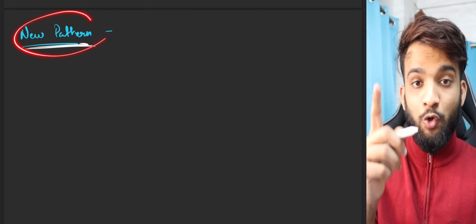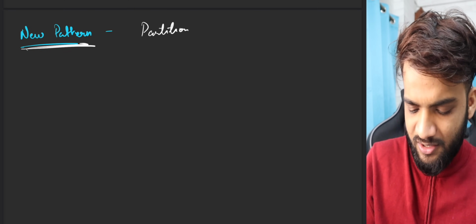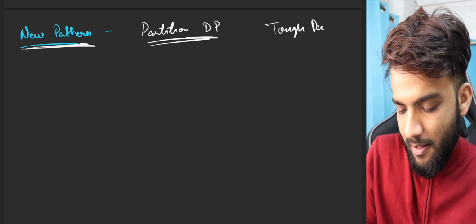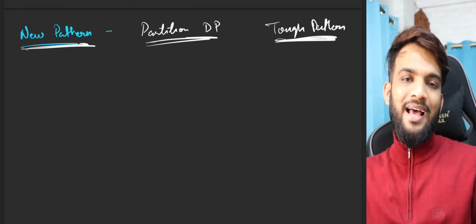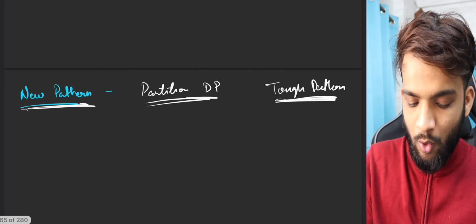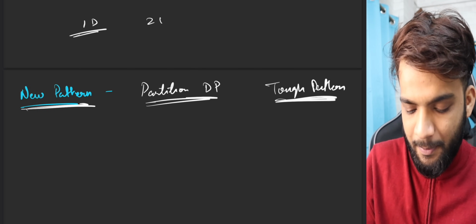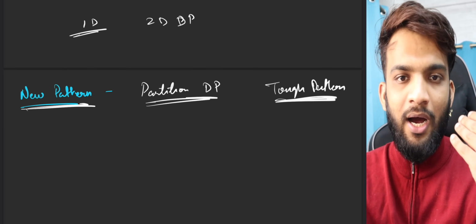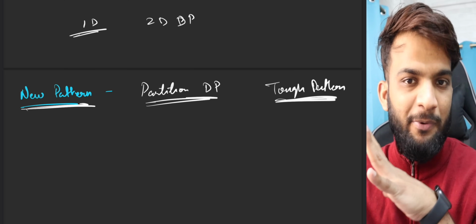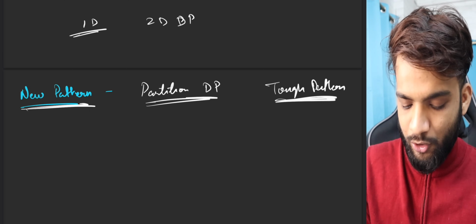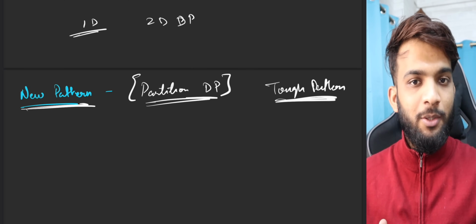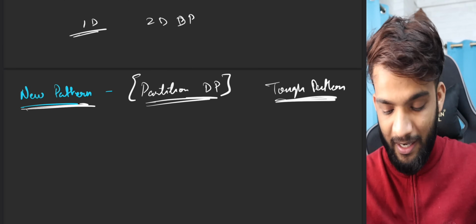We will be starting with a new pattern of DP, which is the partition DP. And this is kind of a tough pattern. It isn't as easy as the previous patterns where we have done 1D DP, 2D DP, DP on grids, DP on subsequences, and after doing all the problems on those patterns, you are pretty much comfortable. Similarly, I can guarantee you, once you have solved all the problems that I will do on partition DP, you will be very comfortable on partition DP.